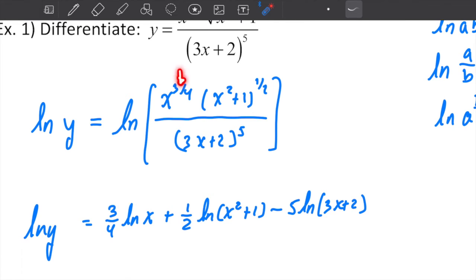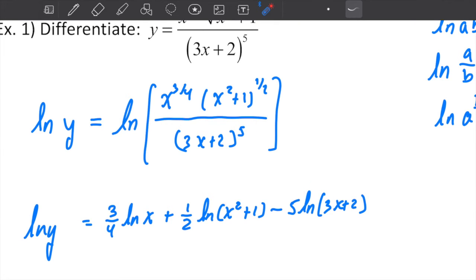So that exponent, 3/4, came out front of the x as multiplication. That product between the x to the 3/4 and the square root of x squared plus 1 will split up as addition. The 1/2 exponent came out as a product. We're subtracting because we were dividing by the statement 3x plus 2, and that 5th power came out as a product.